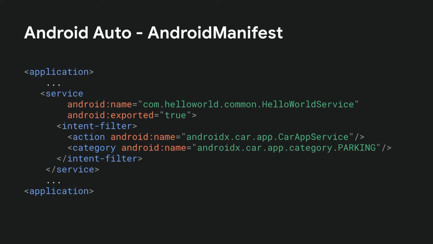Then, we declare our car app service in the application element. Notice that in the intent filter element, we declare our service as a car app service, and also our car app's category as a parking app. The category declared here will later be used in the Play Store app review process to check if our app meets the category-specific car app quality guidelines.